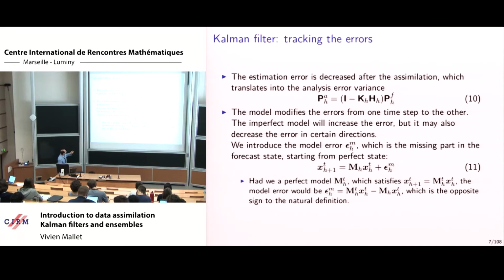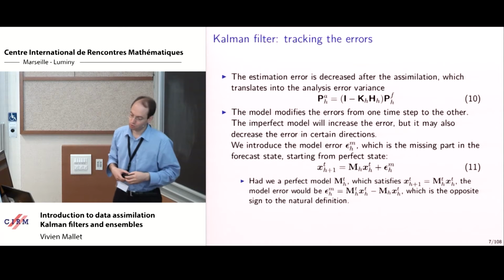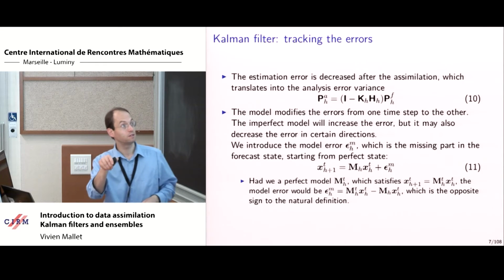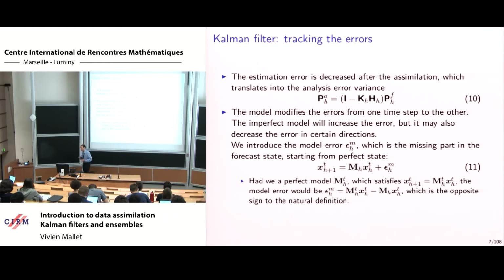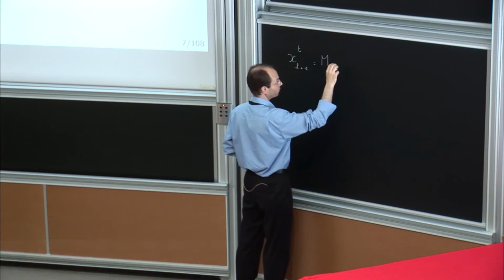Okay, so we start from this P^a. That's what I was saying. The imperfect model, from one time state to the other, will increase the error. And we need to introduce how much error it's going to introduce, and this is epsilon_m, for model, so it's a model error. This is the error that is added from one step to the next. It's not exactly this. We define it that if you have x^t, the true state at time h+1, it's going to be equal to the model, so from time h to h+1, the time integrator.